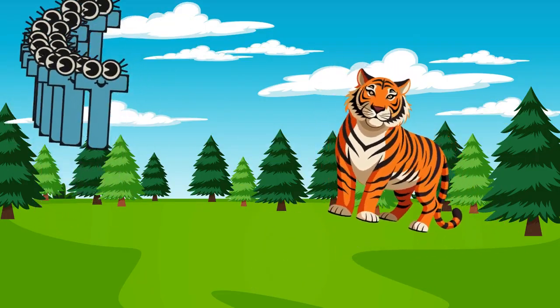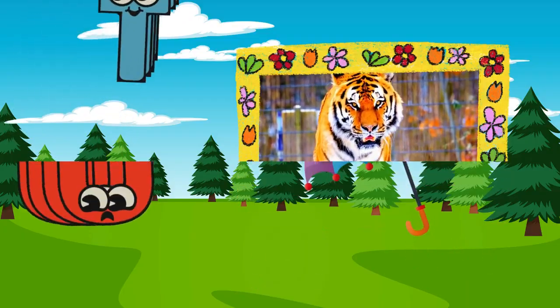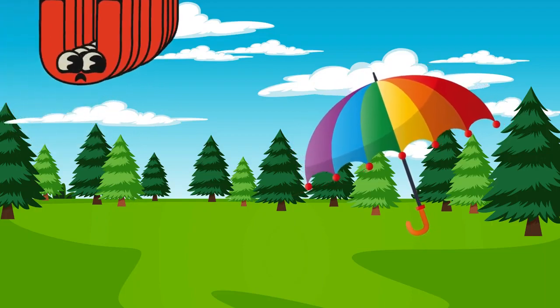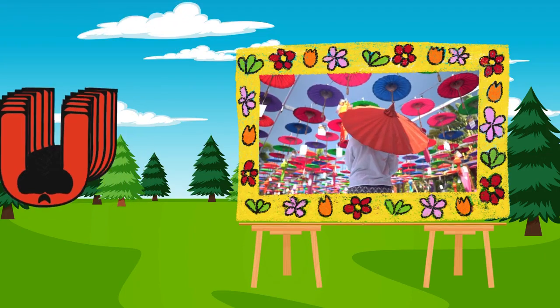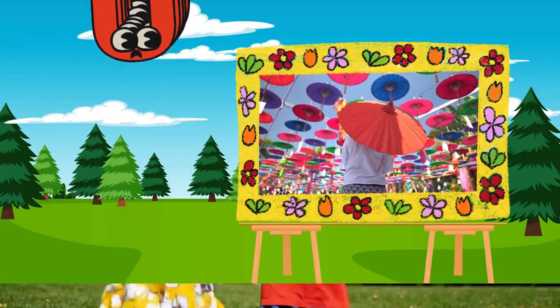S is for sun. T for tiger, T tiger. T is for tiger. U for umbrella, U umbrella. U is for umbrella.